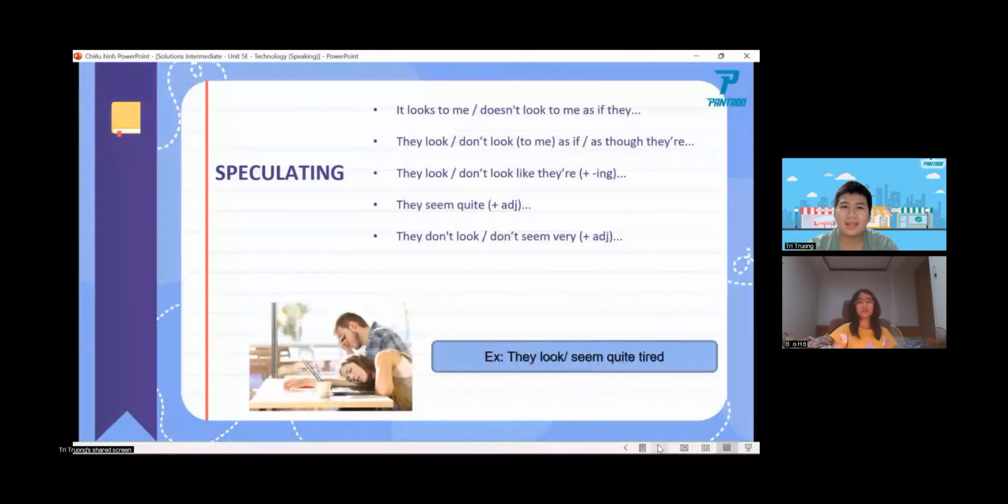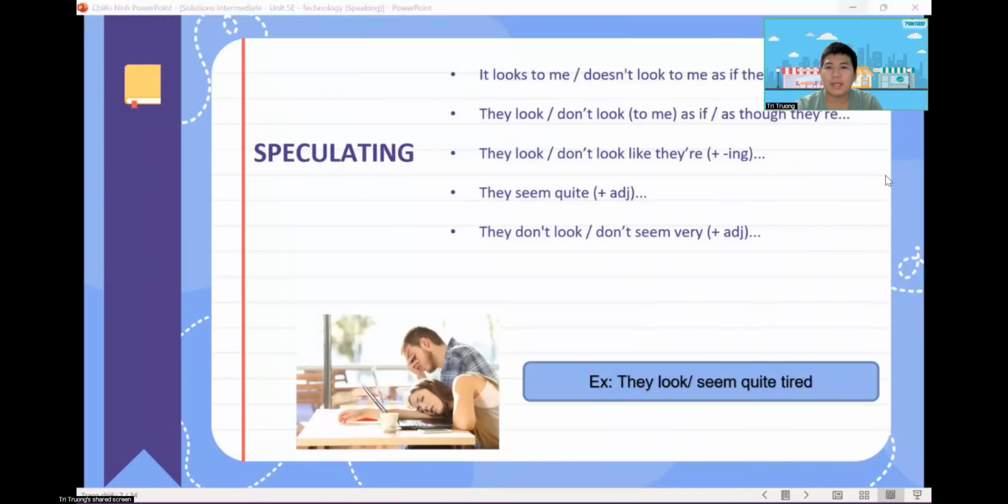Okay, so we will learn some phrases for speculating. Chúng ta sẽ học một số cụm từ để nói về cách mình dự đoán, suy đoán khi mình nói về một cái gì đó. The first one: it looks to me as if, or it doesn't look to me as if. Nó trông có vẻ là... Ví dụ: it looks to me as if they are tired. Đối với tôi là họ trông có vẻ là đang mệt.